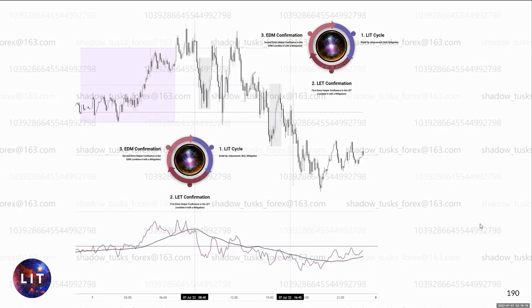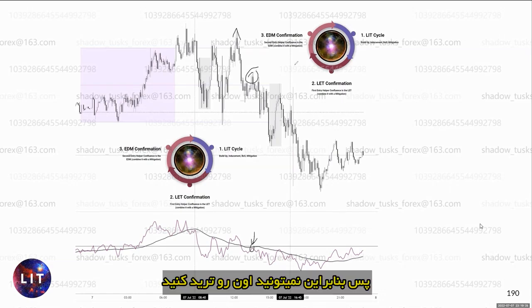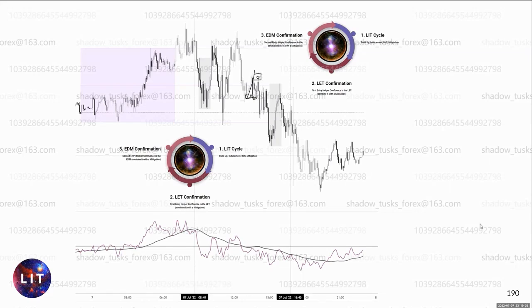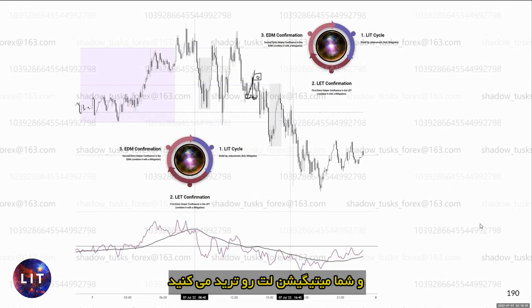But guess what? That's the push. And what is it? What a surprise. A LIT after an inducement. So guess what? You cannot trade that. That's why you wait for what? This is the push that led to it. That's your internal break of structure. Boom, to low side. Here's your M1 mitigation in here. And you trade the mitigation of the LIT.